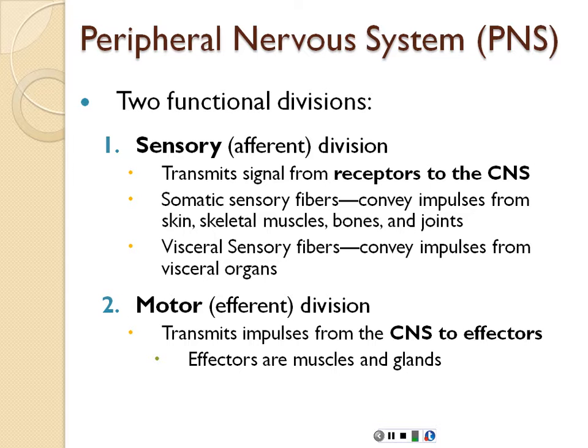Okay, somatic refers to the location of receptors in other parts of the body. And that's going to be the skin, muscles, bones, and joints. So give me an example of something that can happen to you to transmit a signal by way of the somatic sensory division. Yes.